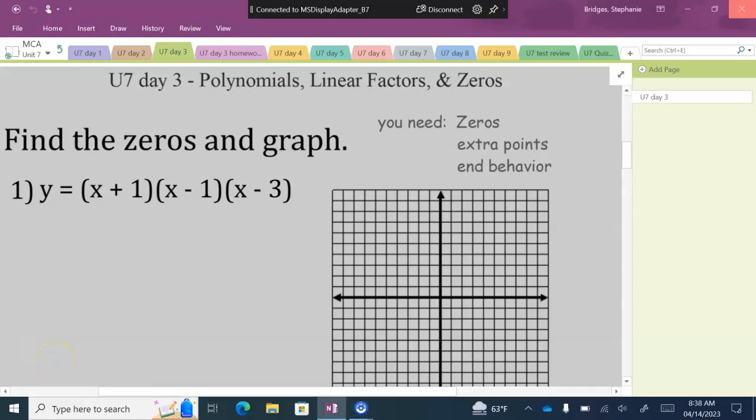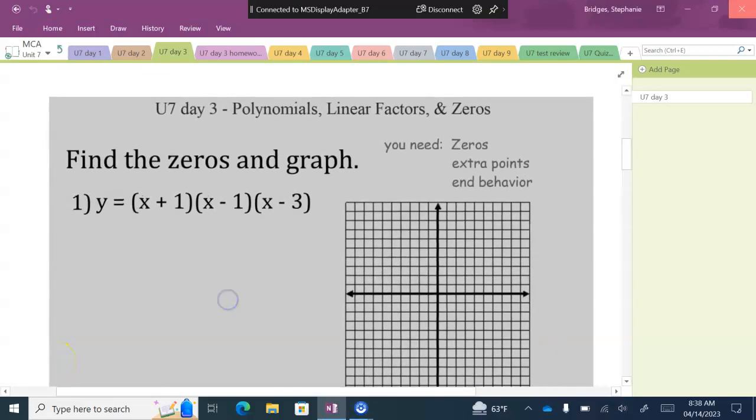Okay, so when we graph these polynomials, there are a few things that we are going to need. We're going to need the zeros, and what I mean by zeros is your solutions for x. What is the value of x that makes that polynomial or that equation equal 0? Okay, and when we talk about those zeros, they are actually where the graph crosses the x-axis. So your solutions for x, the values of what x is equal to, is where your graph is going to touch on the x-axis.